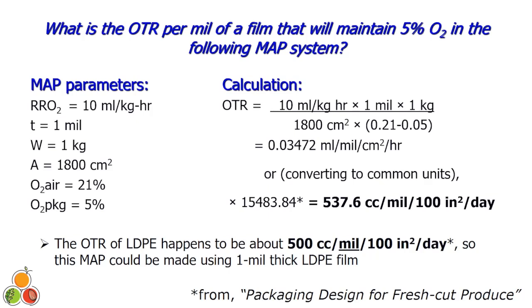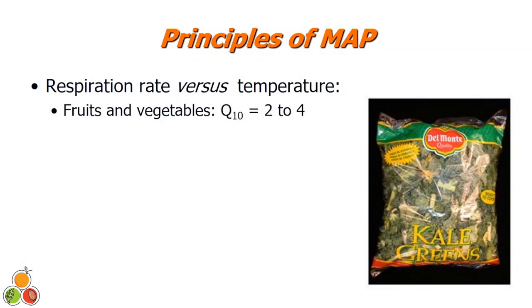In reality, the packages are much more complex than that. You have multi-layer films. You have packages that have both semi-permeable film and microporous patches and all sorts of combinations so that you can get a myriad of different equilibrium atmospheres. So, some more principles of MAP.